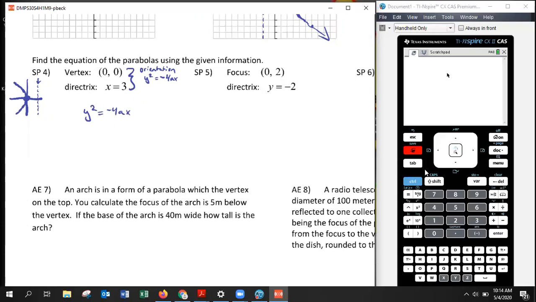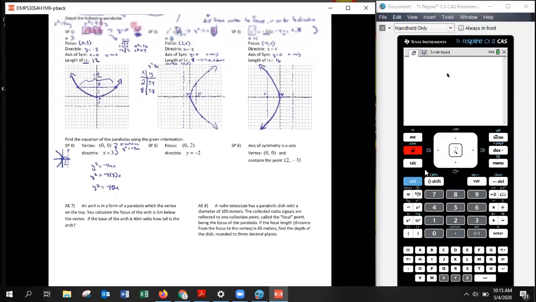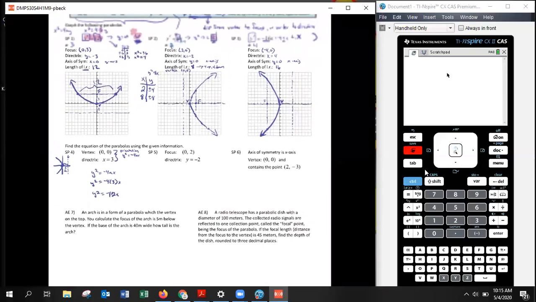And now the fact that the directrix is 3 units away tells me my a value, because once again, the distance between the vertex and the directrix is a. So I can simply plug in that information: negative 4 times 3 times x. So y squared is negative 12x. And if you notice, that's very similar to what we had in example number 3 above.